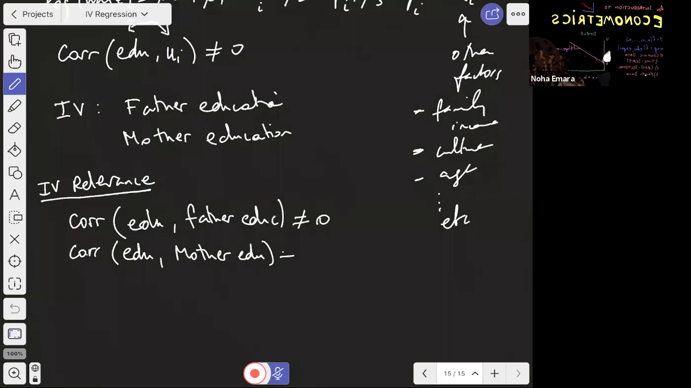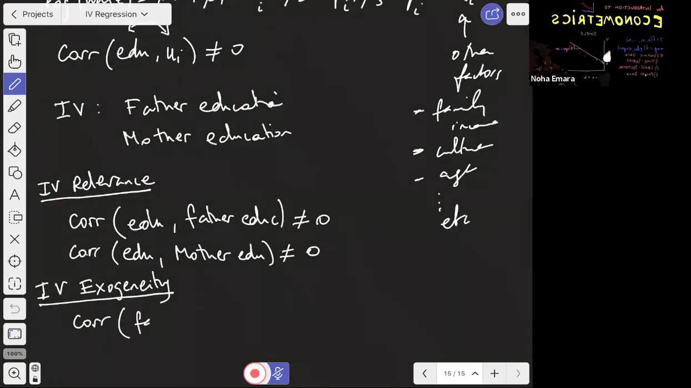Okay. The other thing is you need to base your choice of your instruments on exogeneity. So for the IV, you want to see whether there is any correlation between father's education and the other variables that affect my wage, right? Is there any connection? There might be, but we want to check. We want to check whether it's statistically significant.